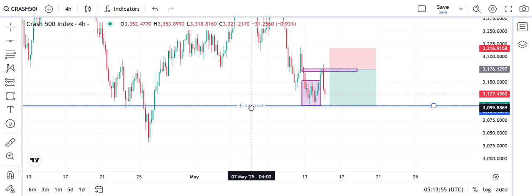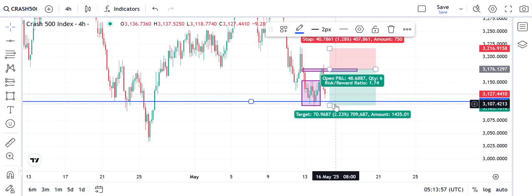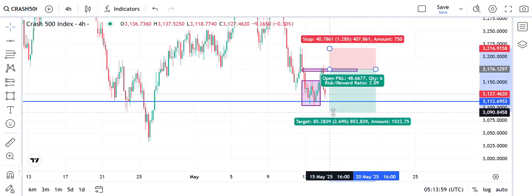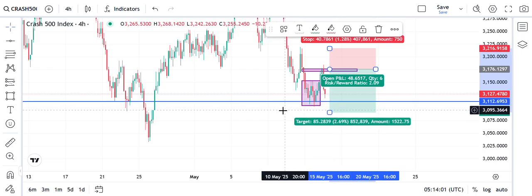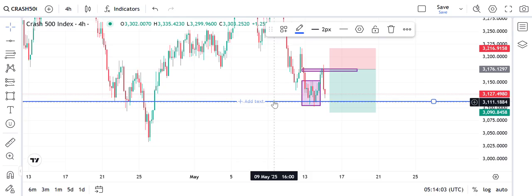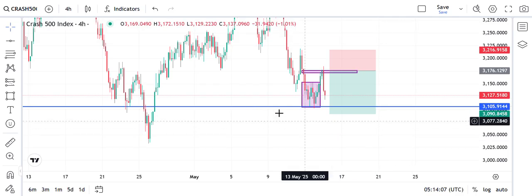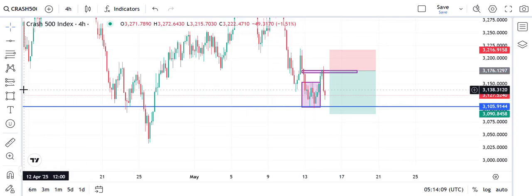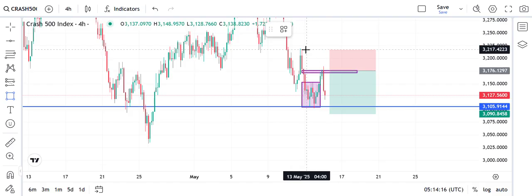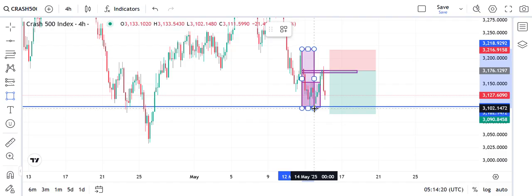So let me just mark it in a clear way. So our second take profit would be here. Our first take profit was here. Then the third take profit, we use what we call market geometry, guys. This is only taught in my professional class. In market geometry, we take the distance from this high to this high.